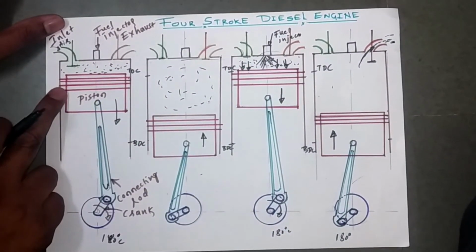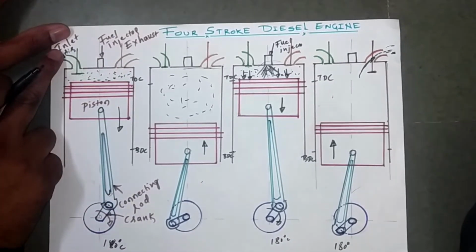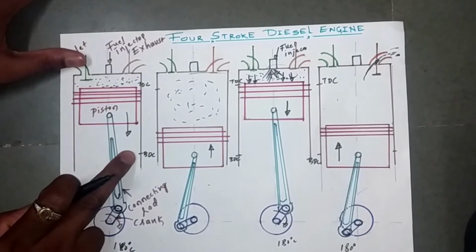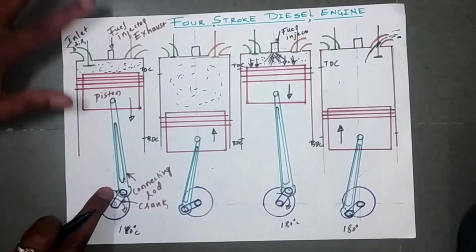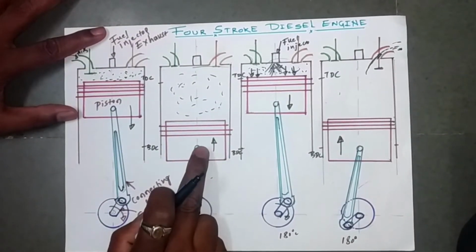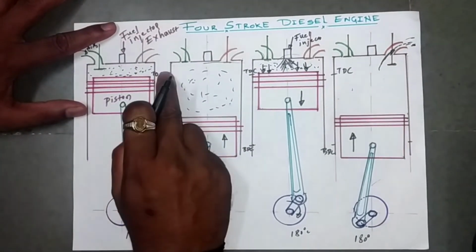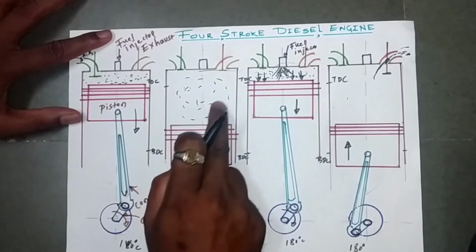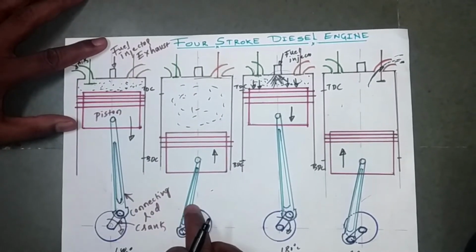In the suction stroke the inlet valve is open, the exhaust valve is closed. So during the suction stroke air is going to be taken in and your piston is going to move from TDC to BDC, and the volume of the cylinder is going to increase, and during this your crank is going to rotate for 180 degrees. In the second stroke we have the compression stroke. In this stroke your piston is going to move from BDC to TDC, and during this stroke both the valves are closed and the temperature as well as the pressure is going to increase by the compression process, and again the crank is going to rotate for 180 degrees.